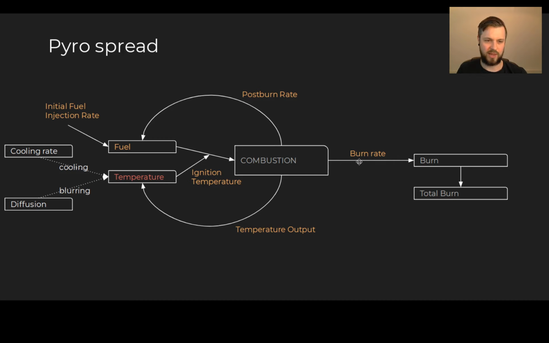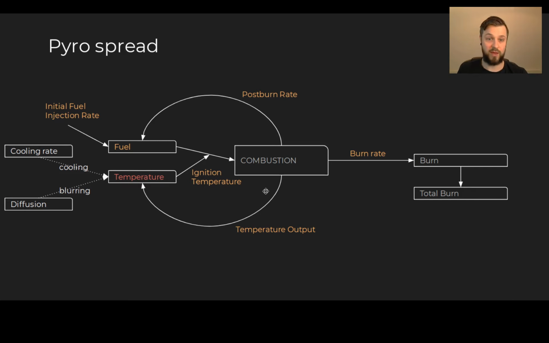that we quickly, some of them we talked about, for example, the ignition temperature. So not every fuel burns at any temperature. It needs a minimum temperature for it to burn. Then there is the diffusion that makes the temperature blur out to the outside. Then there's a cooling rate that constantly lets the temperature go down.